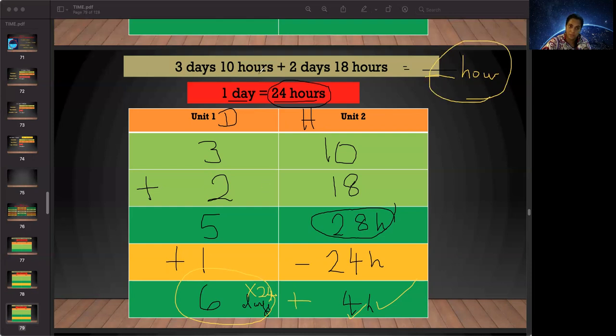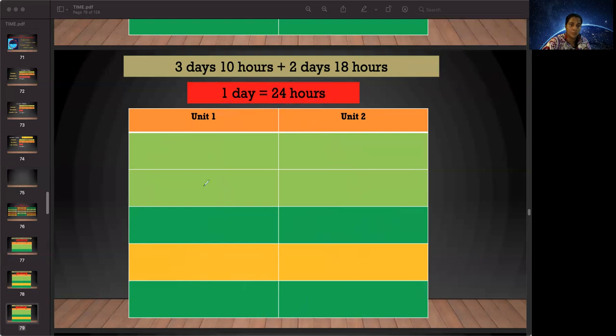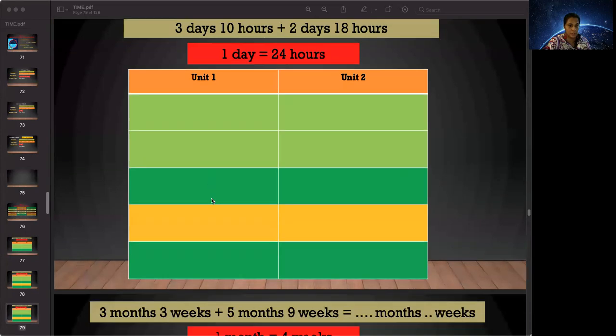But if your question asked you how many days and how many hours, then you leave your answer as days and hours. If it requires you to change the unit of conversion, then you just convert. You do it. Okay, so clear drawing, and I'm going to do one more question.